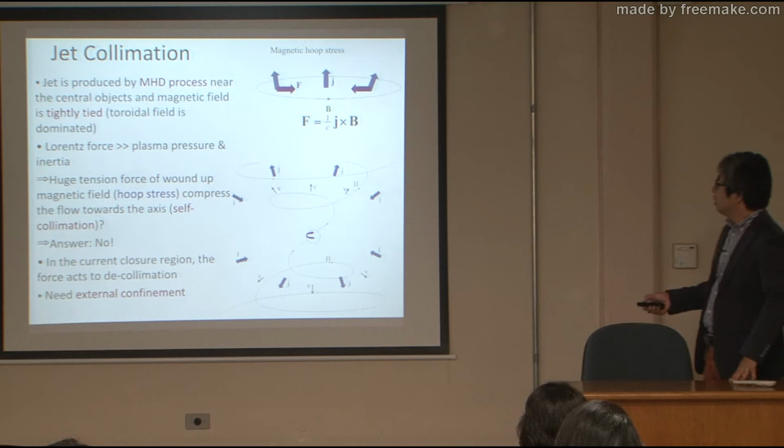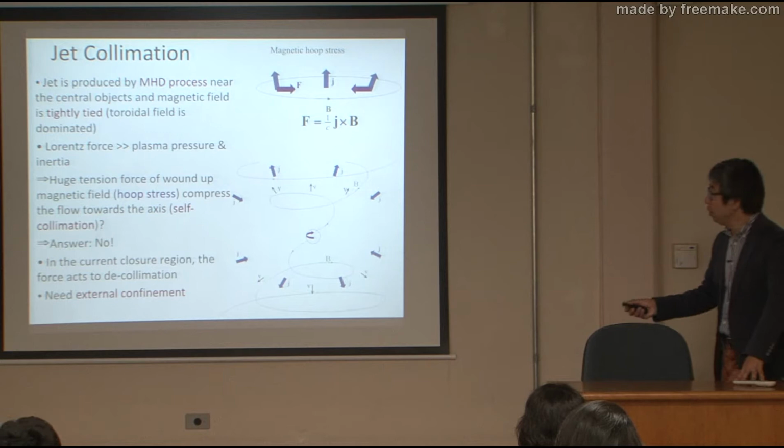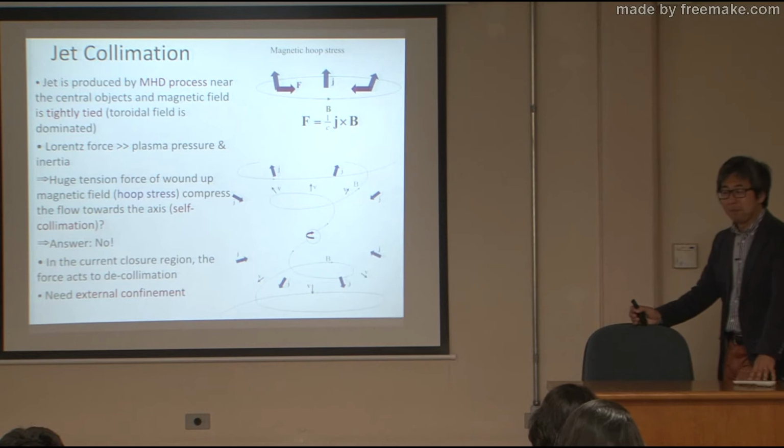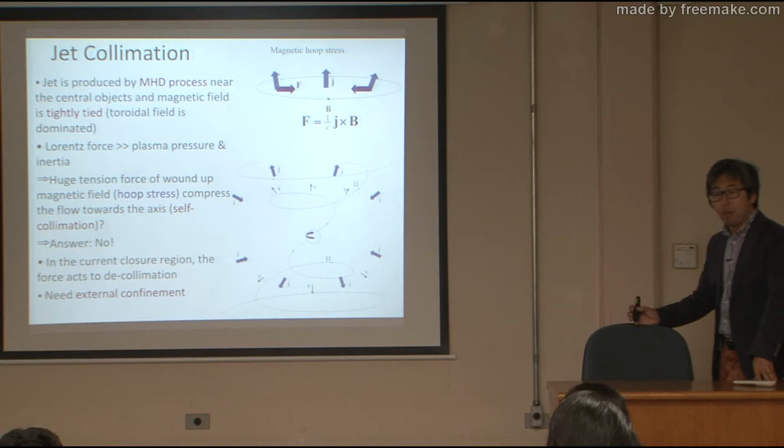So we need to think about jet collimation. Recently we mostly think the jet is not self-collimated, and maybe some external confinement is needed to make the jet a collimated structure. Nevertheless, probably, this is also debatable, the toroidal component is strongest near the nuclear region, and therefore it is Poynting flux dominated.